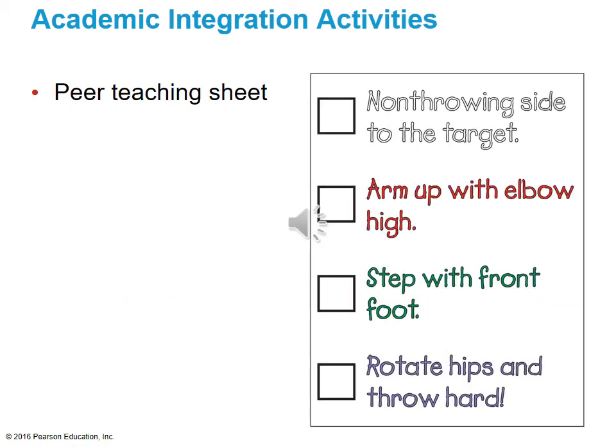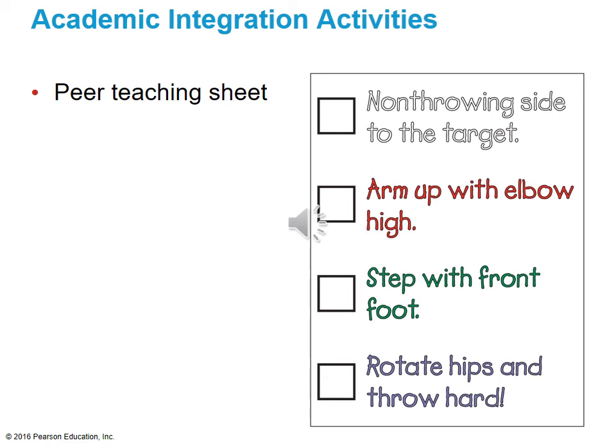You could use this peer teaching sheet as a way for the students to grade each other, checking off each of the boxes that apply to what the student did or putting an X by what the student didn't do. It's a peer teaching tool where one student is grading another, and then they can work on it.